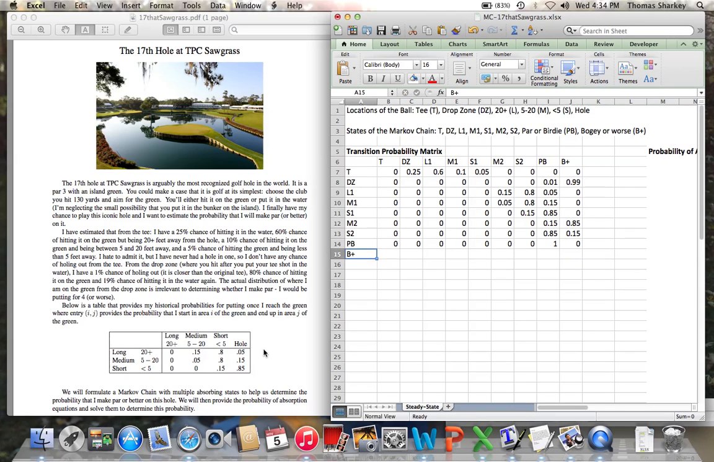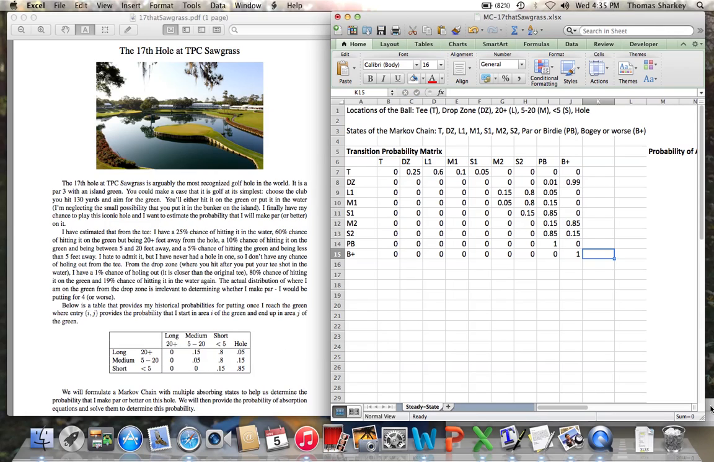Now for the bogey or worse state, the bogey or worse state is an absorbing state as well. If I'm going to make bogey or worse, I'm going to make it and I'm going to stay in that state forever. So we have zeros everywhere except for a positive 1 to itself. So this is our Markov chain. This is our transition probability matrix.